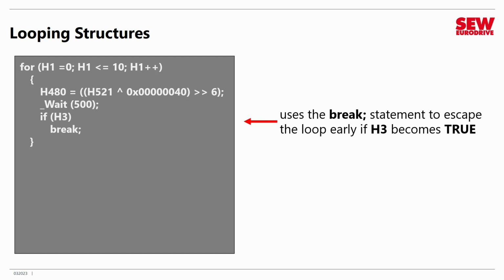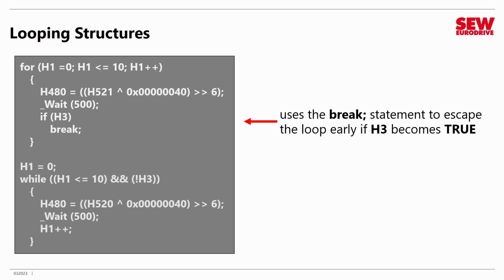All right, this will work. There's nothing wrong with it. It's perfectly legal code, but a lot of programmers think it's kind of sloppy, and they would prefer to do it this way. They would create a counter loop using a while loop, and they would take h1, set it to 0, and make the while condition check two things.